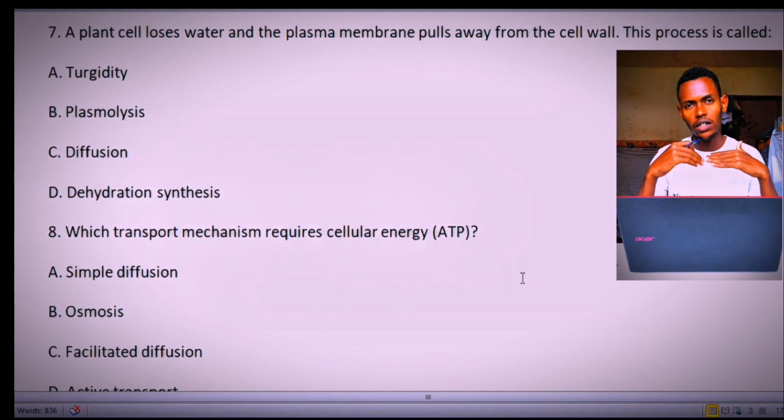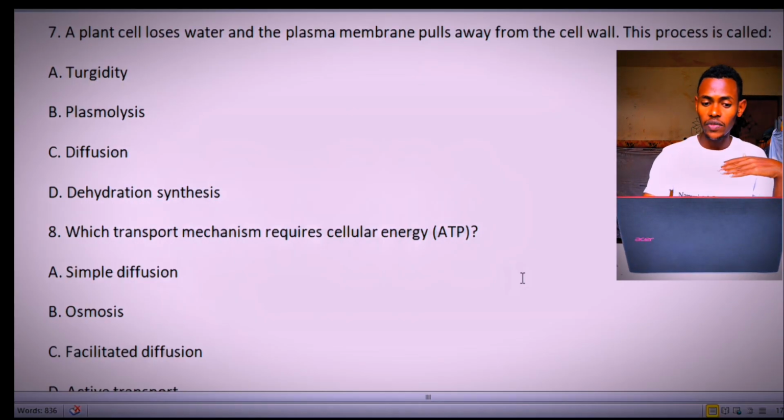B. Impermeable. This is also not the answer. Why? Because it permits water molecules to pass.